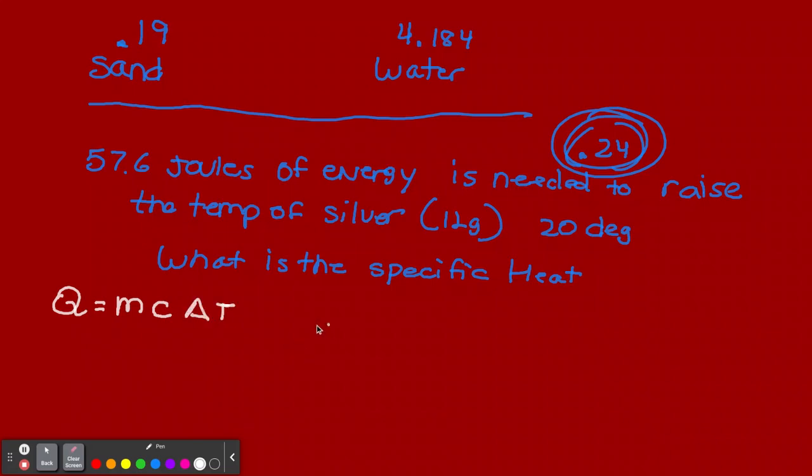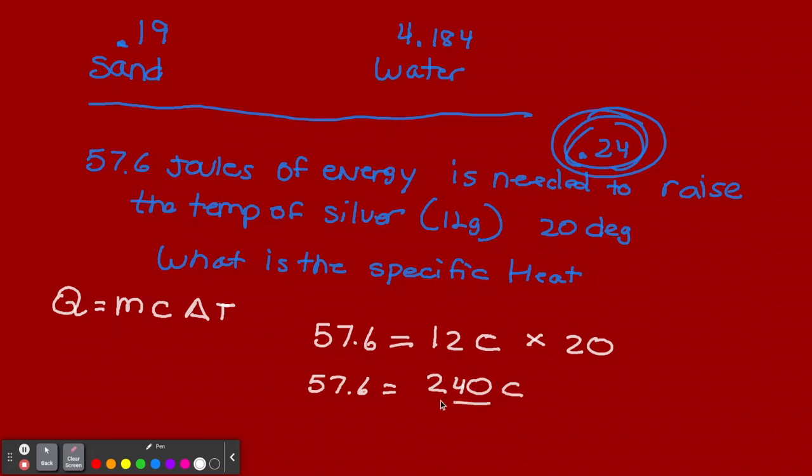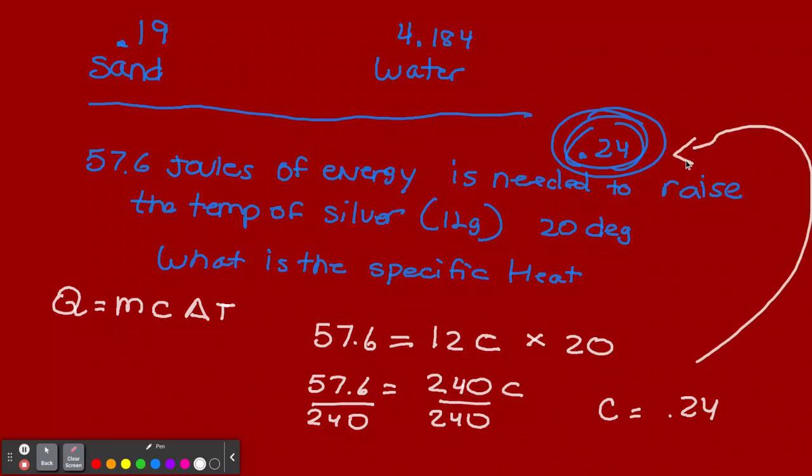So let's say what we have. We have 57.6 equals, because that's Q, the heat energy. We have the mass of 12. We don't know the specific heat, even though we do know, so we'll just put a C there. And then we're multiplying it by 20. Just doing a little algebra here: 57.6 equals 12 times 20, which is 240, right? Whatever you do to one side, do to the other. And you're going to find that C is 0.24, exactly what we said before.